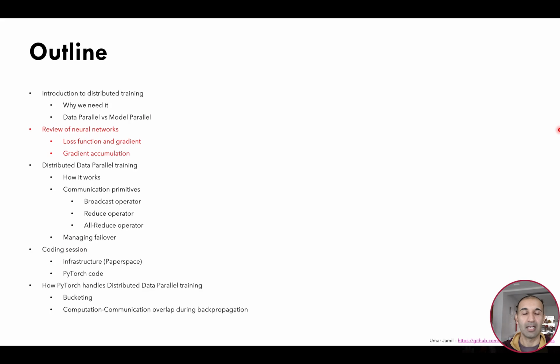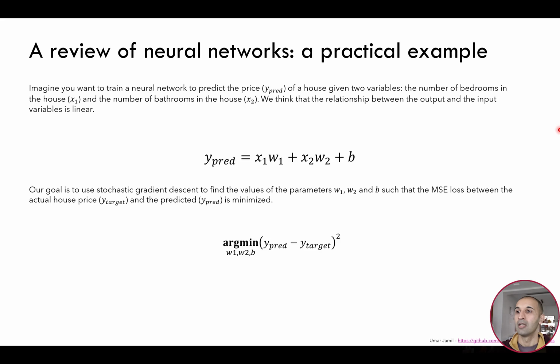Okay, we need to review a little bit of the neural networks because I need to introduce a concept called gradient accumulation. Imagine you want to train a neural network to predict the price of a house given two variables: the number of bedrooms in the house, which we will call x1, and the number of bathrooms in the house, which we will call x2. We think, because of some intuition, that the relationship between the input and the output variable is linear. So we can write that the predicted price is equal to x1 multiplied by the first weight plus x2 multiplied by the second weight plus a bias term.